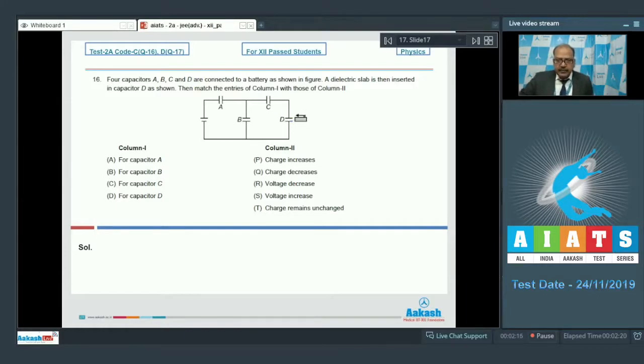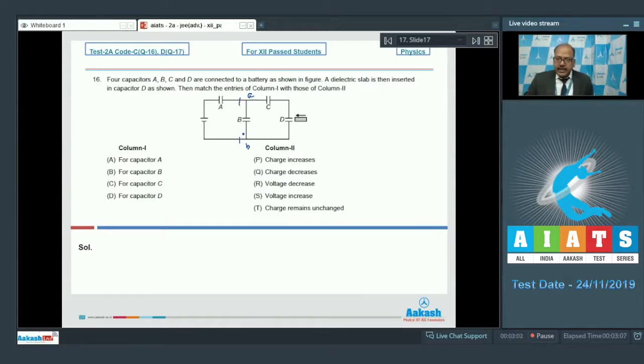The capacitance of obviously capacitor D will increase, and which means the capacitance of C and D in series will also increase, which means capacitance between these 2 points will also increase. We can mark these 2 points. Let's call this point as small a and this point as small b. So the capacitance of the network to the right of AB will increase, and overall capacitance of the circuit will also increase clearly.